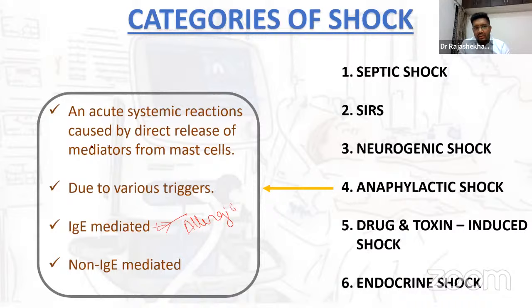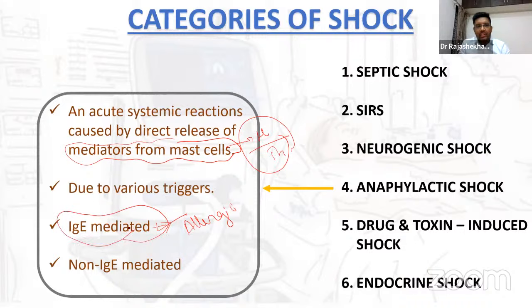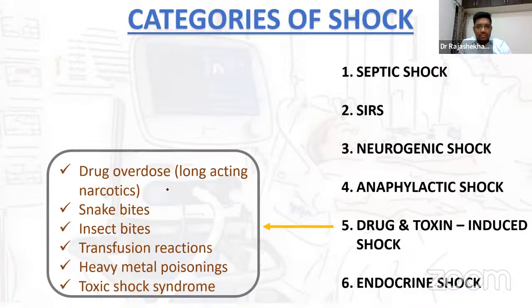These are the histamine, the tryptase, and all these things that get released from the mast cells, which is mediated by IgE, and can cause the shock called anaphylactic shock. Then some drug and toxin induced shock, especially the long acting narcotics, the snake bites and the insect bites, can cause the patient to go into shock directly. The transfusion reactions can do this. The toxic shock syndrome caused by Staphylococcus aureus can cause this. The heavy metal poisoning can cause this.